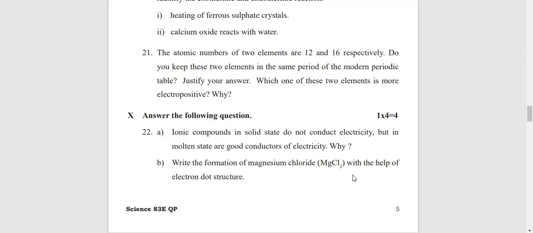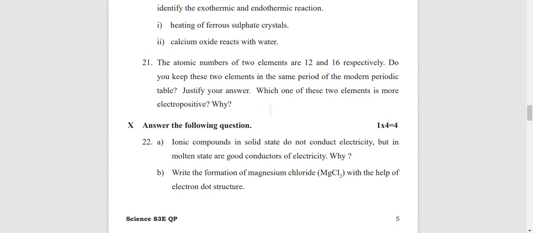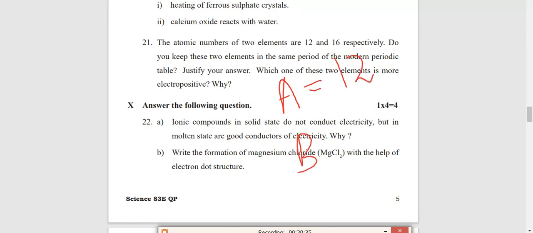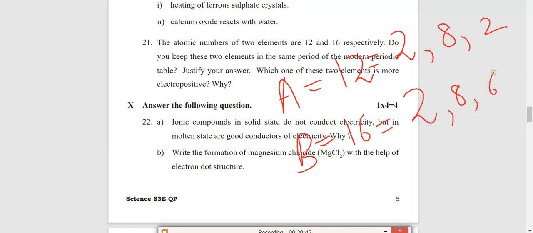So let's write the electronic configuration first. Suppose, let us name the two elements as A and B. Atomic number of the first element is 12 and atomic number of element B is 16. Let us write their electronic configuration: 2, 8, 2, and 2, 8, 6. You can see that the element A is having 2 electrons in the last shell.